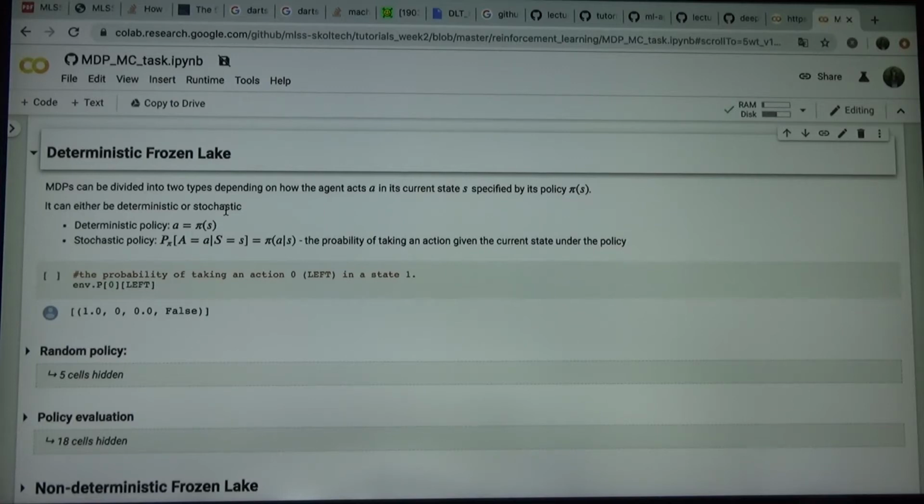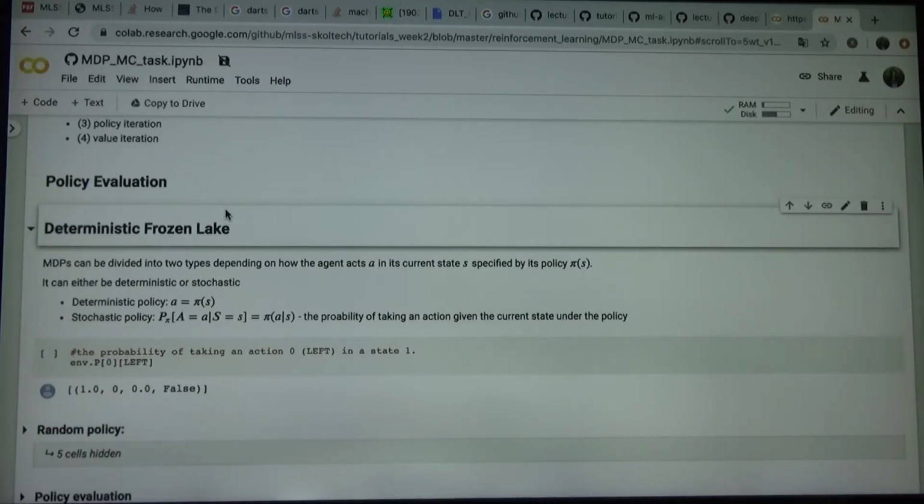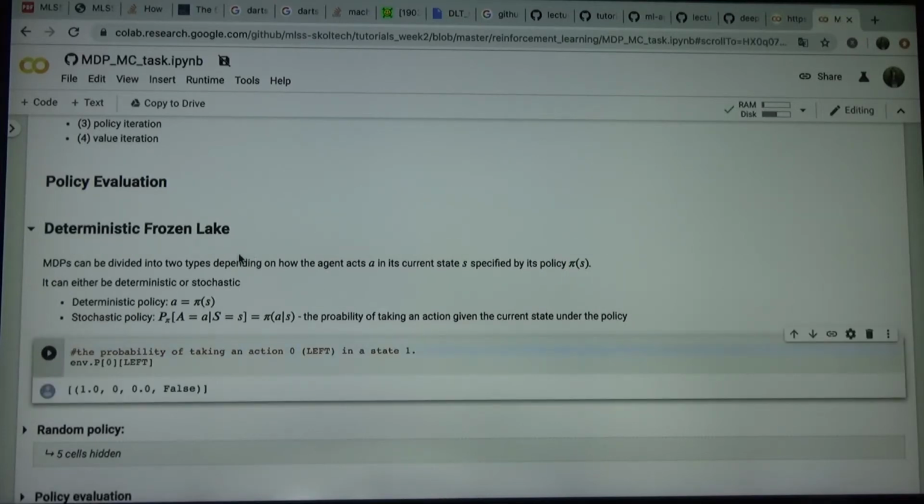Let's try to find some policy on a deterministic Frozen Lake example. Deterministic means that our actions do exactly what we want them to do. So how can you read this tuple? Basically, this is the transition probability function of our environment. It means that if we do the left action in state 0, we, with probability 1, will stay in this 0 state. We will get reward 0, and we won't die. So this is false.